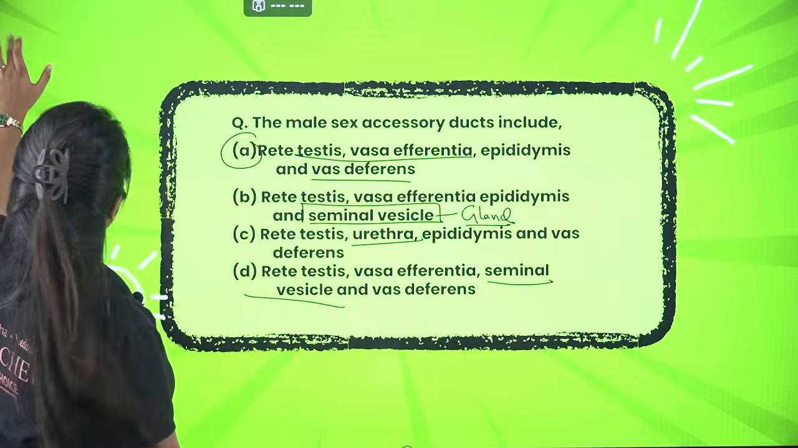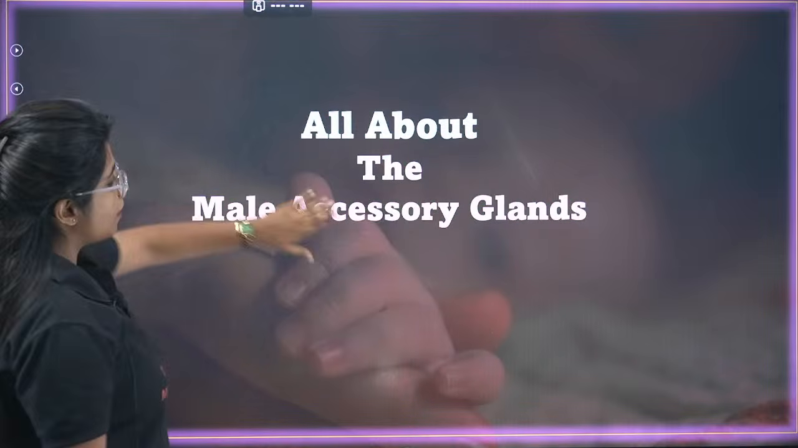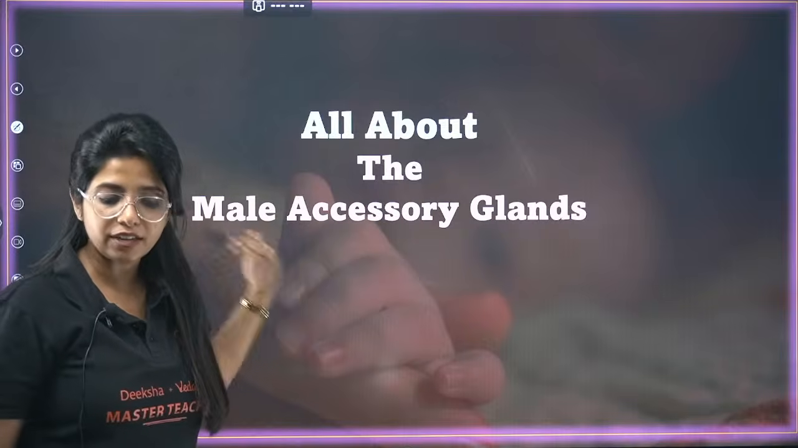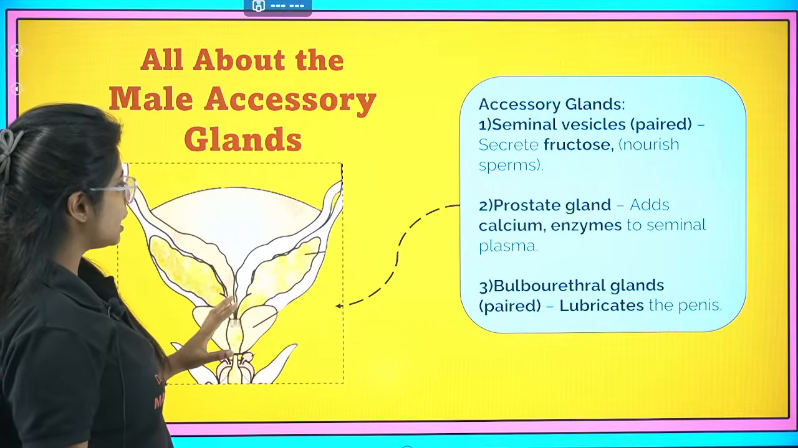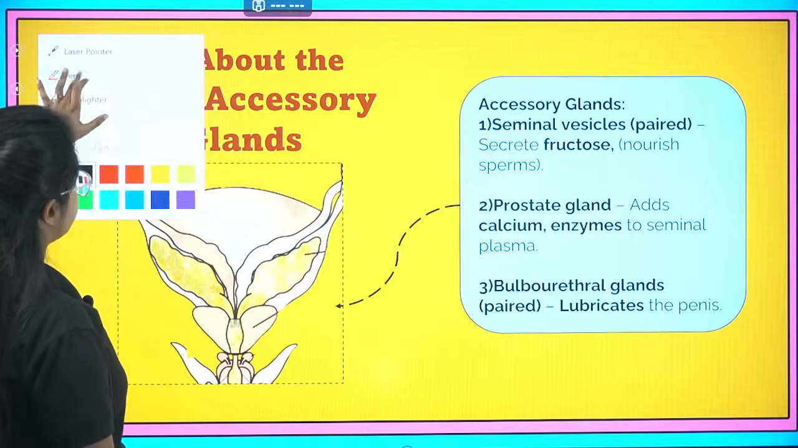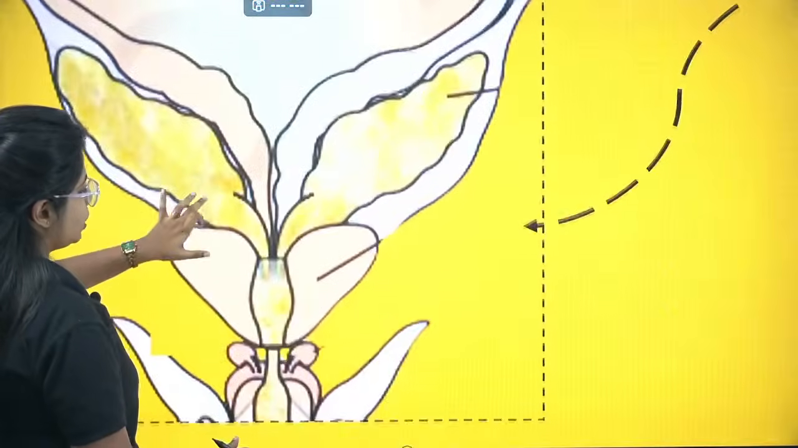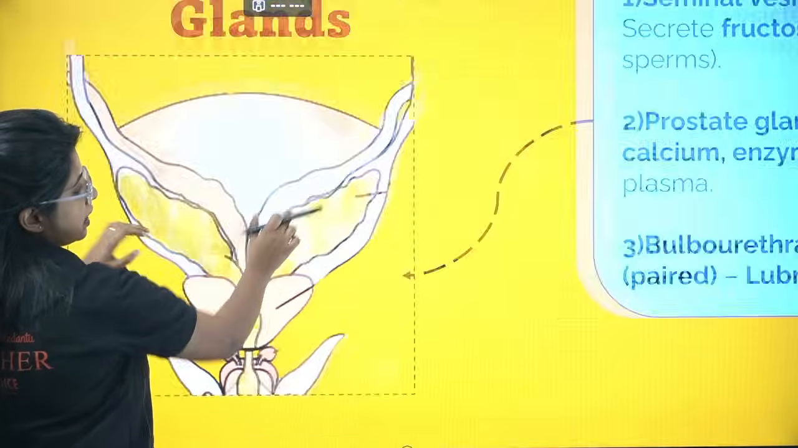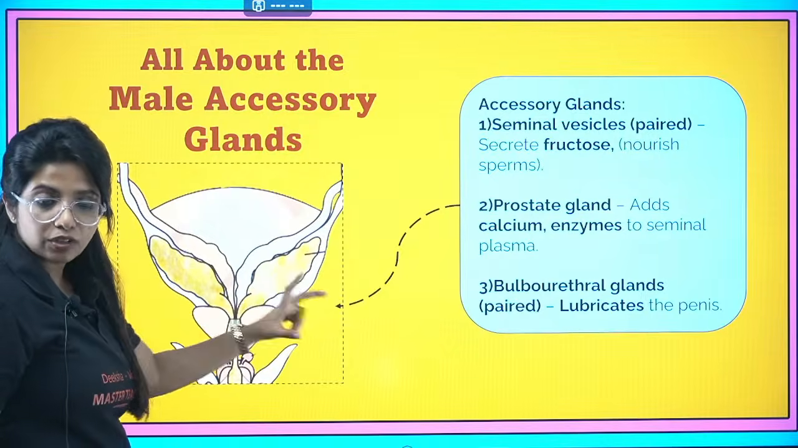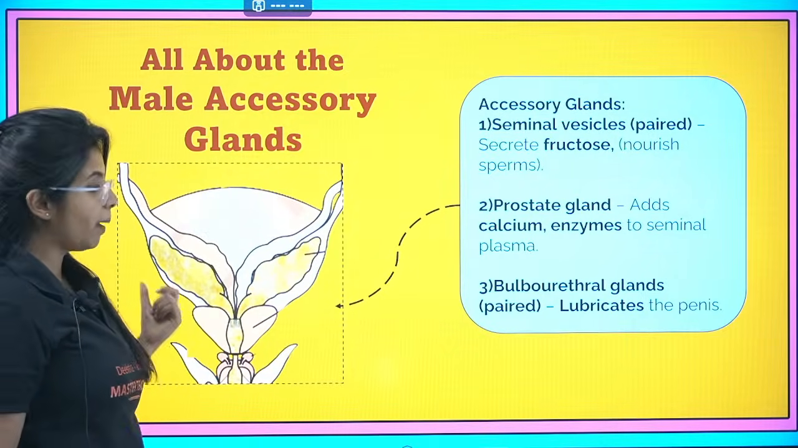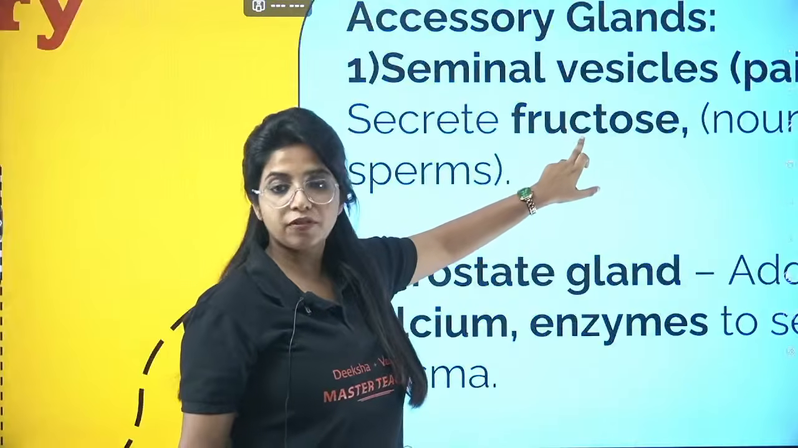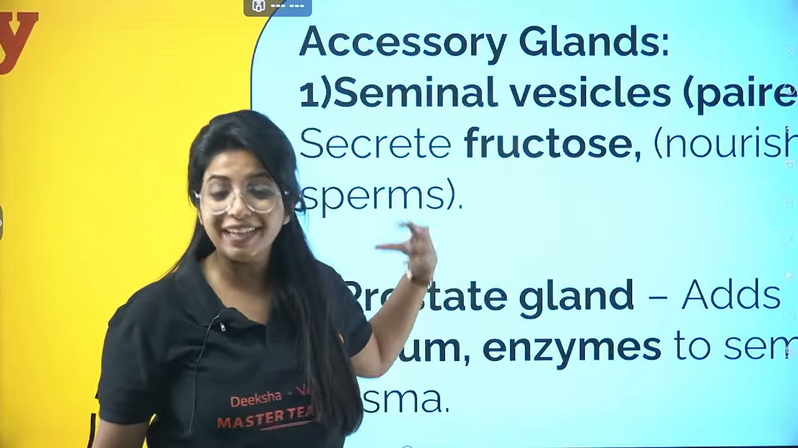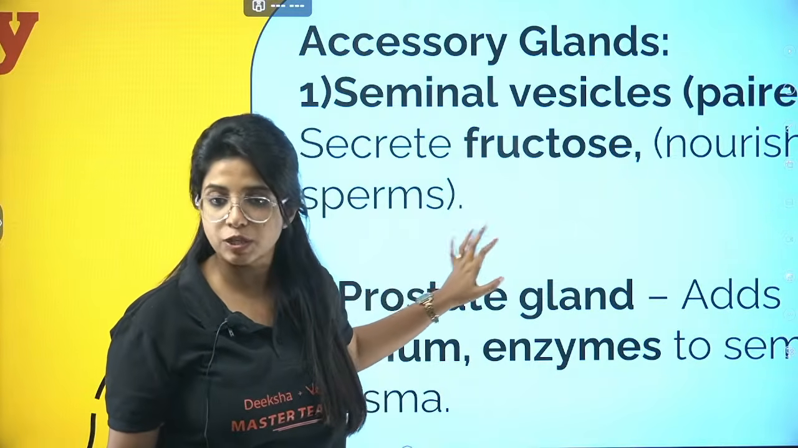Now, about the accessory glands, we already studied it, but still we can have a redo of it. I told you there are 3 glands out there. One is this. So this is how it looks. You see this gland which is there, it is your prostate gland. Sorry, it's not prostate, I'm so sorry. It is the seminal vesicle. What does the seminal vesicle secrete? It secretes fructose. What does fructose do? It provides energy, or basically I can say that it nourishes sperm.